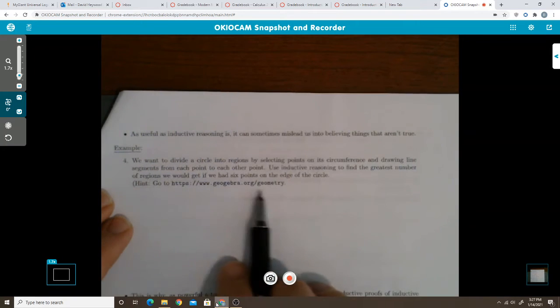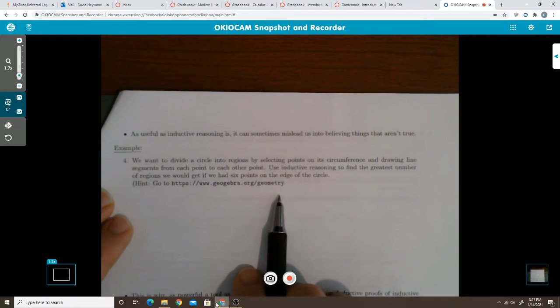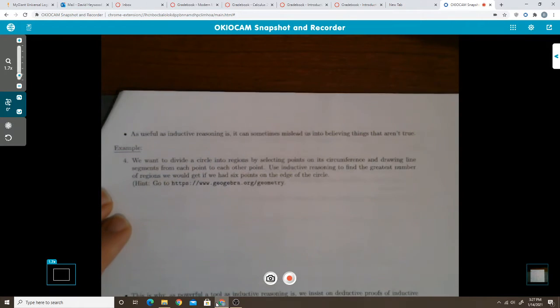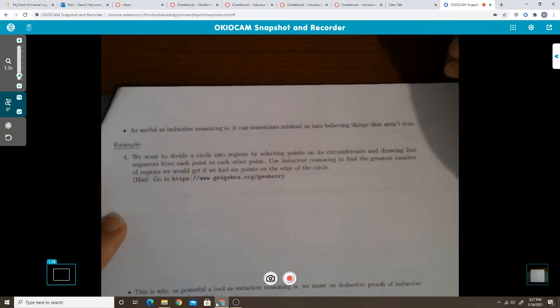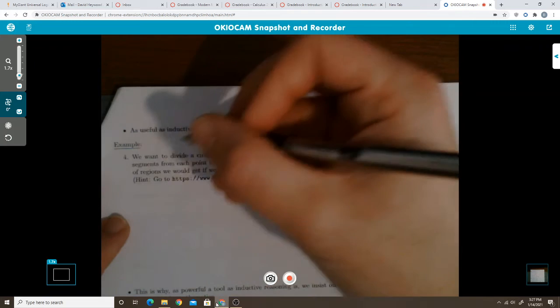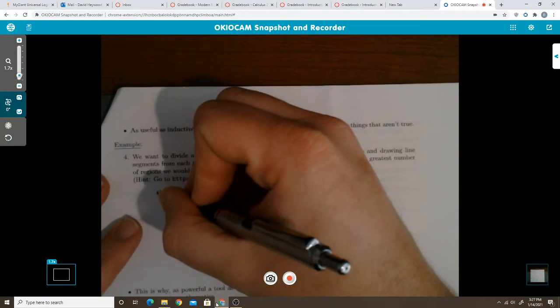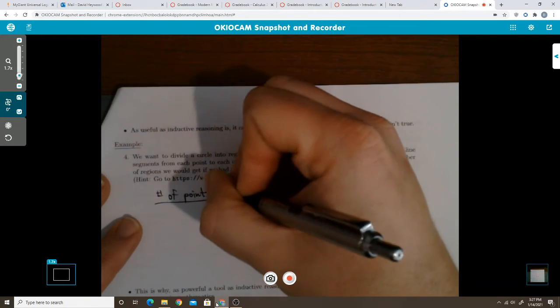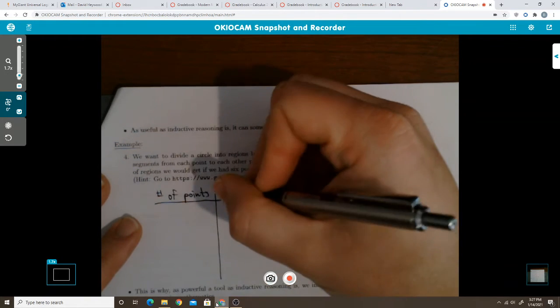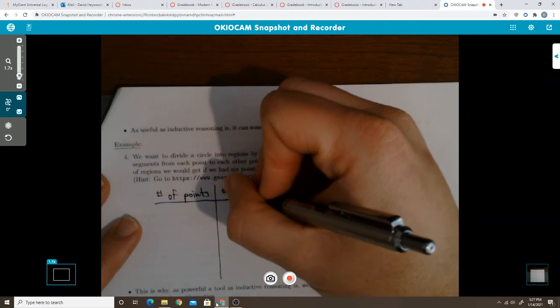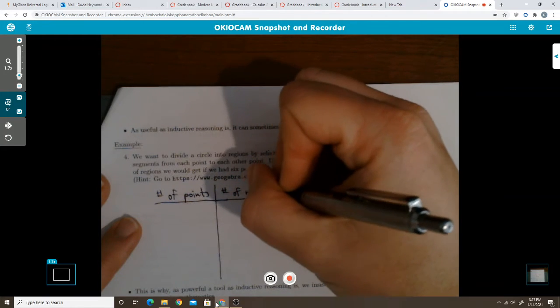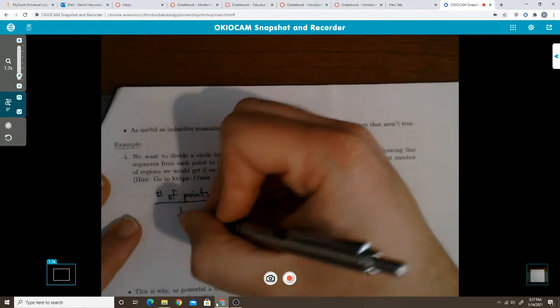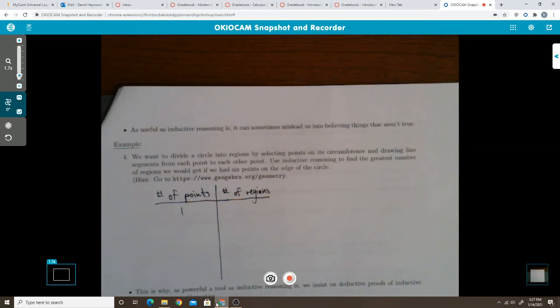So I'm going to go to a tool online called Geogebra to do this problem, but I want to make a little chart. So I want to say number of points and then number of regions. And we'll start with 1 point, but let's go to Geogebra.